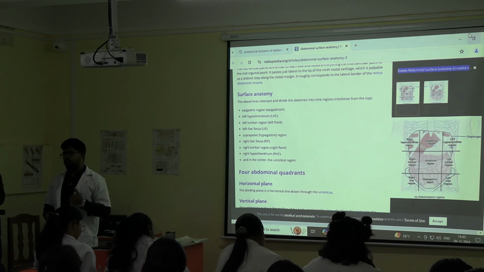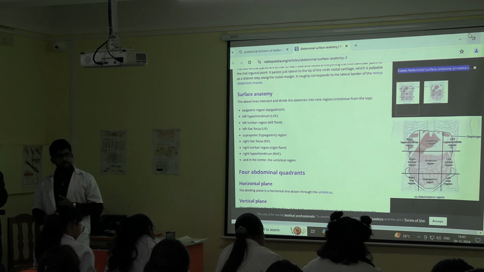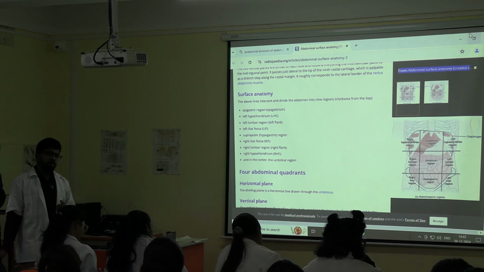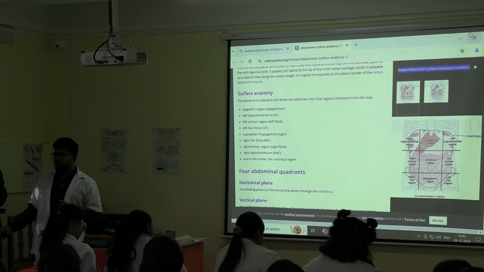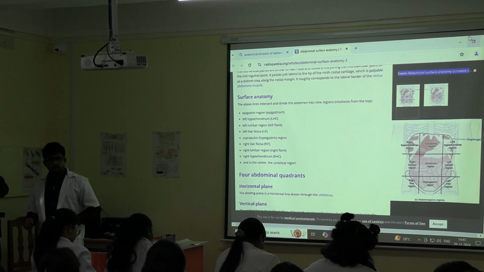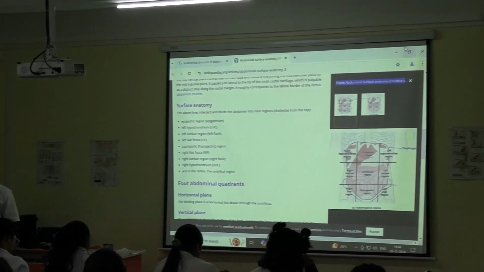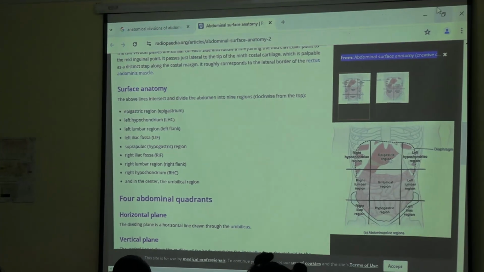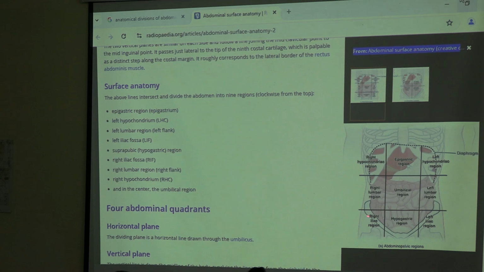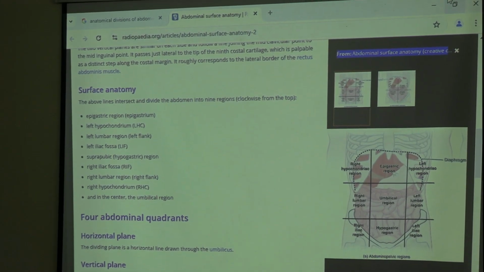The part above the umbilicus was called the epigastric region. The part below the umbilicus is called the hypogastric region. Then right of the hypogastric region is the right iliac fossa, left of the hypogastric region is the left iliac fossa. You know there is something called the iliac crest in your pelvic bone or hip bone. This iliac crest basically lies in these regions. Right iliac region, then left iliac region.